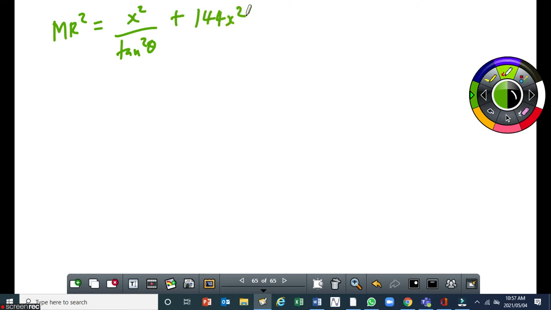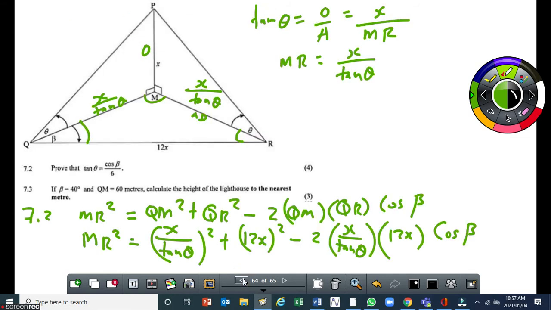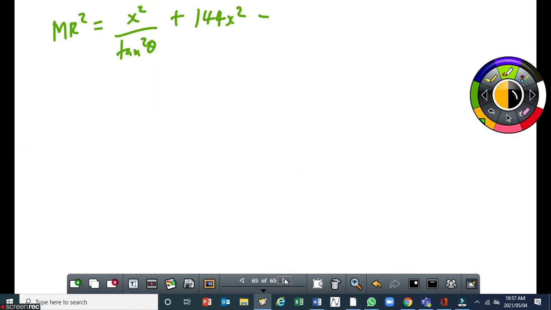144x squared minus, now if I simplify this part here, the minus 2 multiplies the x, it multiplies the 12x. So I'll end up getting minus 24x squared. Remember, this 2 is like a whole number, the x is like a whole number, and the 12x is like a whole number. So I'll get minus 24x squared. Okay? So I'll get minus 24x squared over tan theta times cos beta.